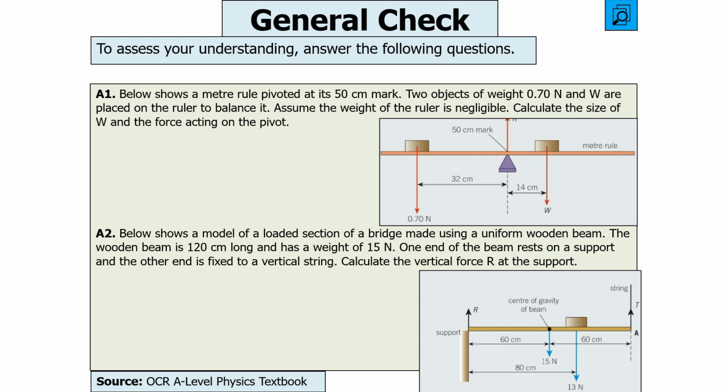The next question says, below shows a meter ruler pivoted at the 50 centimeter mark. Two objects of weight 0.70 newtons and W are placed on the ruler to balance it. Assuming the weight of the ruler is negligible, calculate the size of W and the force acting on the pivot.